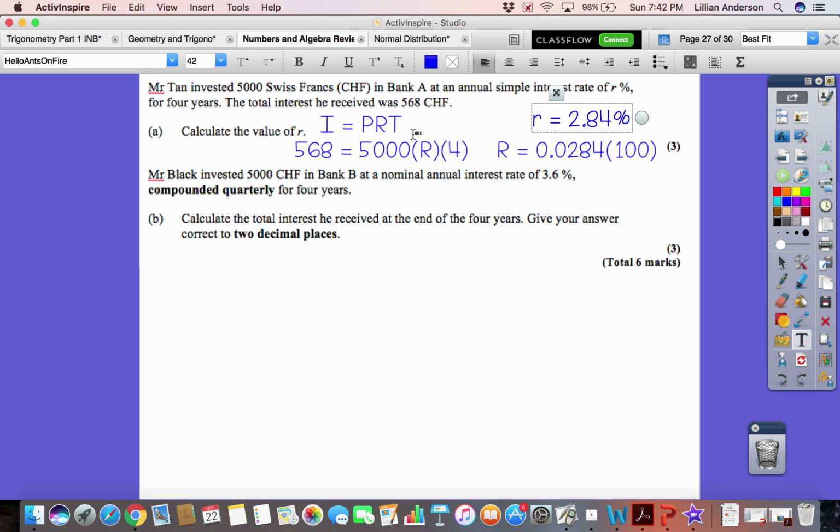So you have to go back, you have to be careful, okay? R, when you go to plug it in to the formula, yes, R should have been a decimal, but it asked you to find the value of R, which was given to you in the problem as a percentage. So it had to be a percent. R had to be a percent.